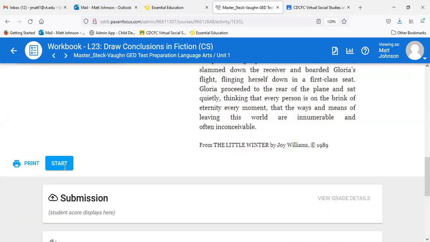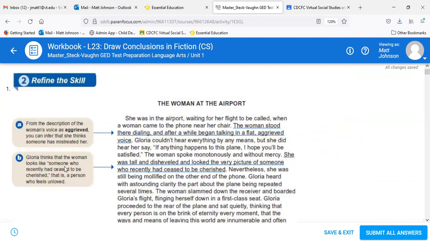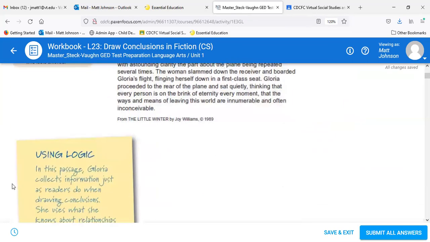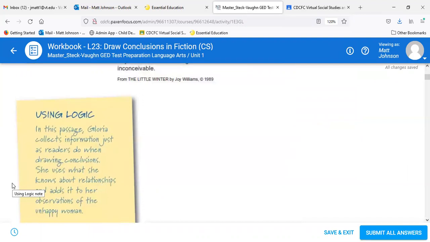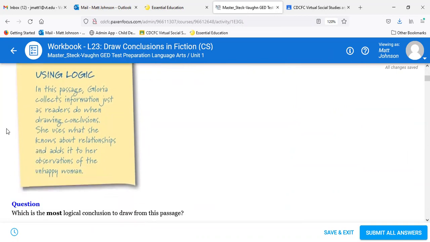Okay. Let's open up our workbook here, get to some questions. And then using logic. So in this passage, Gloria collects information just as readers do when drawing conclusions. She uses what she knows about relationships and adds it to her observations of the unhappy woman. So same thing we do. Gloria, this lady in the story, the subject here, is doing the same thing with this lady that we are doing in analyzing these passages and drawing conclusions.